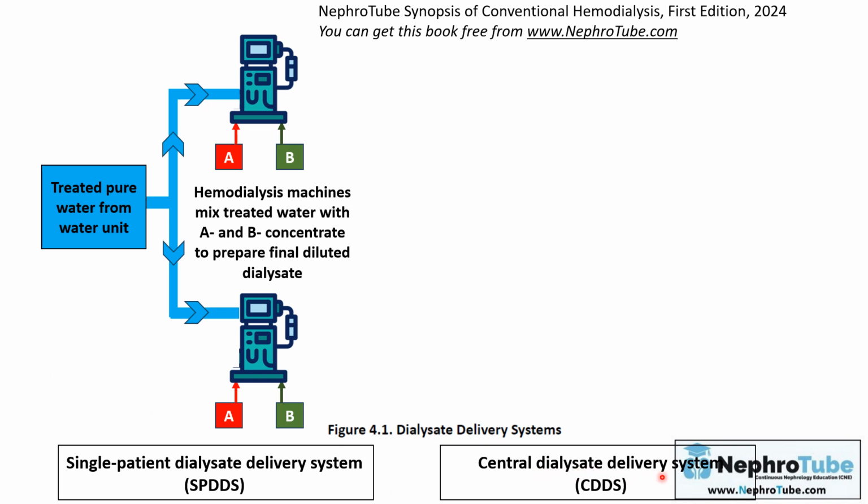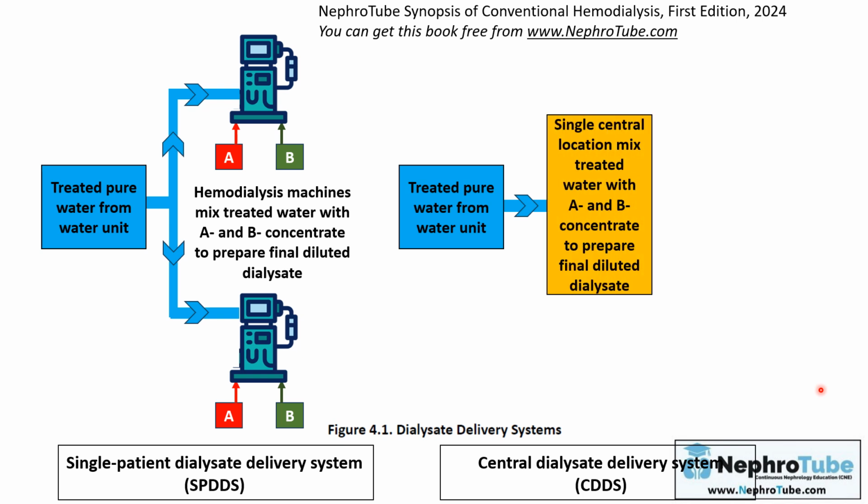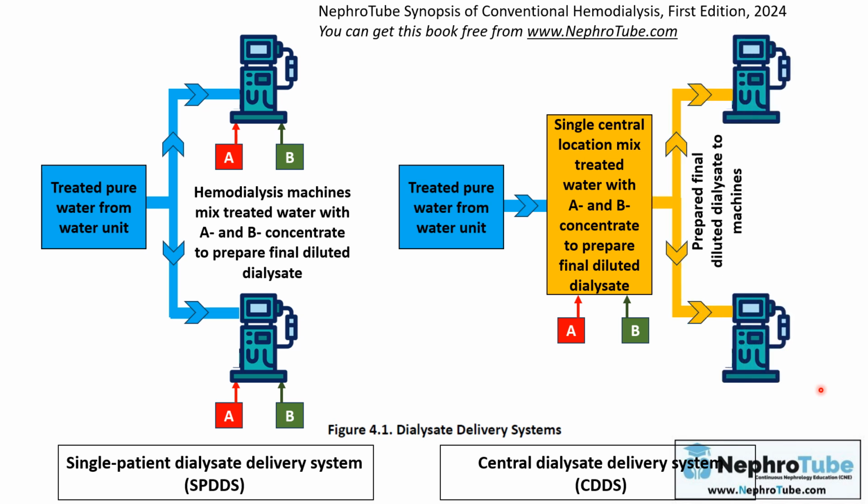But regarding the central dialysate delivery system, that was invented in Japan, and it is mostly used in Japan and some small areas in the world. Here in Egypt, we have about 2 to 3 centers only that are using this central dialysate delivery system. In this system, the treated pure water from the water unit will be distributed to a single central location. This location will mix the water with dialysate A and dialysate B to form the final diluted dialysate. Then the dialysate will be delivered, after it is prepared by this central area, to the hemodialysis machine.